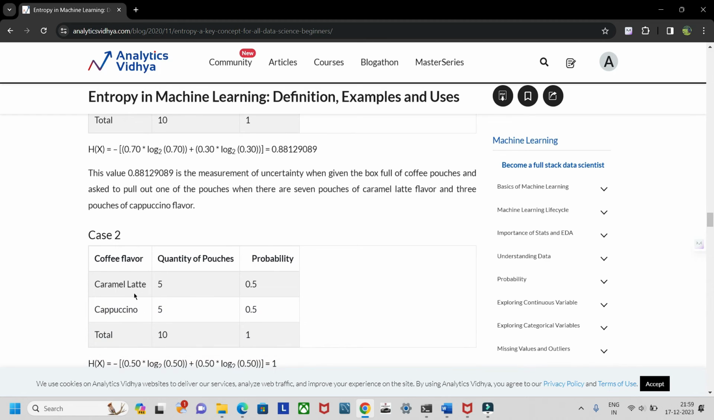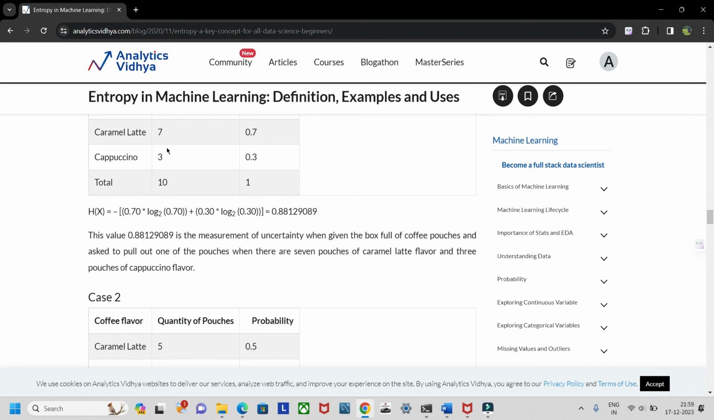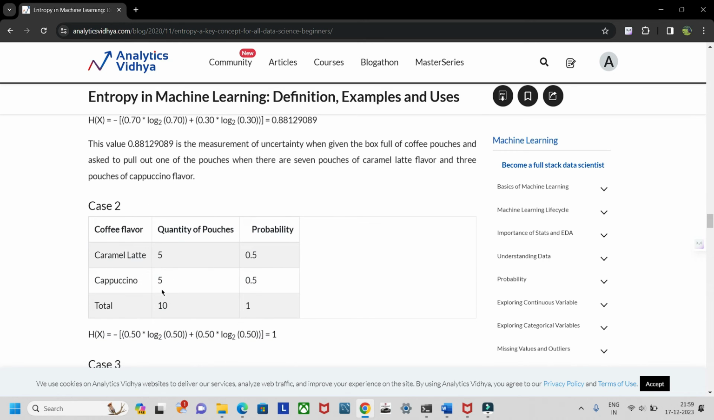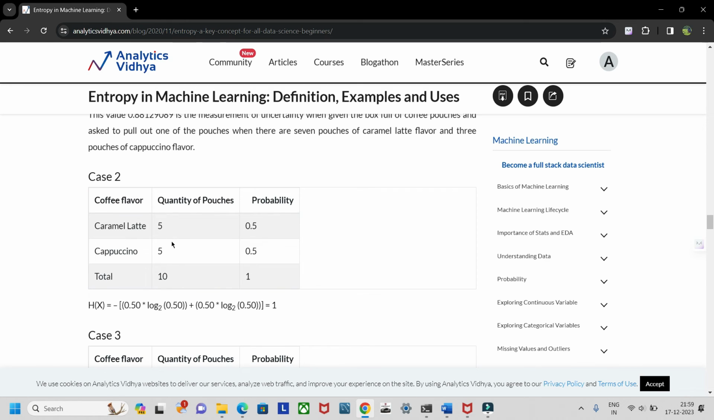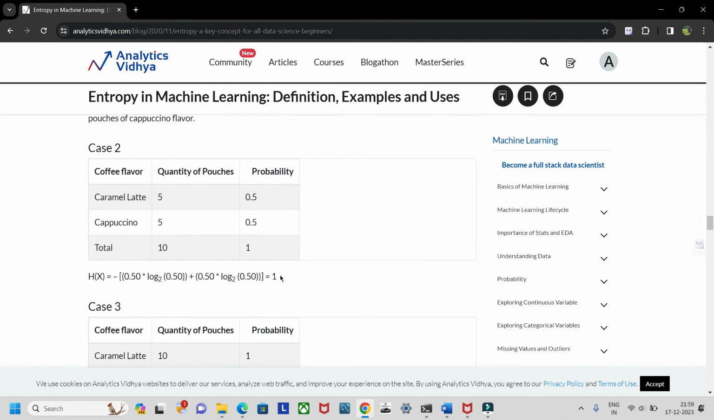Now case 2. Here there were 7 and 3, but now there are 5 and 5. If the quantity of the products is the same, you can see that the entropy is 1 here. That means it is totally high, and you cannot predict which pouch you are picking. It has half the probability; it can be either caramel or cappuccino.